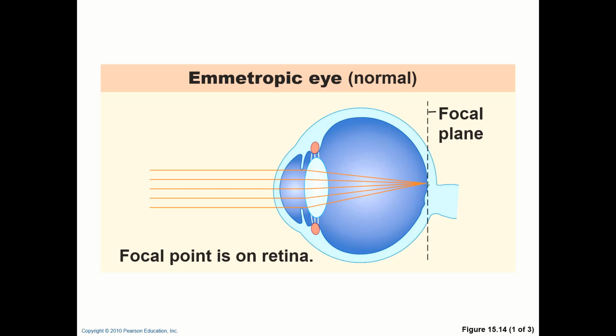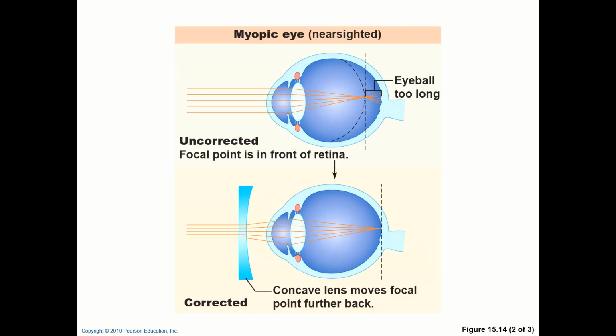Here you see this is the normal eye, which is called the emmetropic eye, normal. The lens focuses the light exactly on the retina. Here you see the light is being focused in front, so you have to move it back. So you use a concave lens. This myopic condition occurs very often.